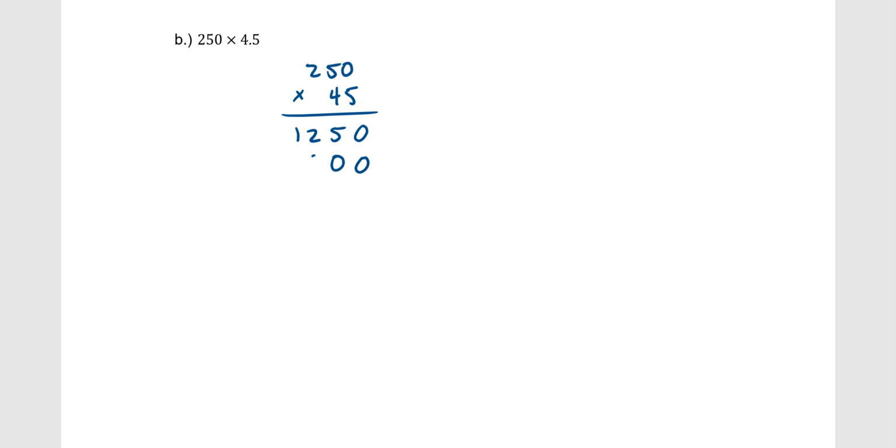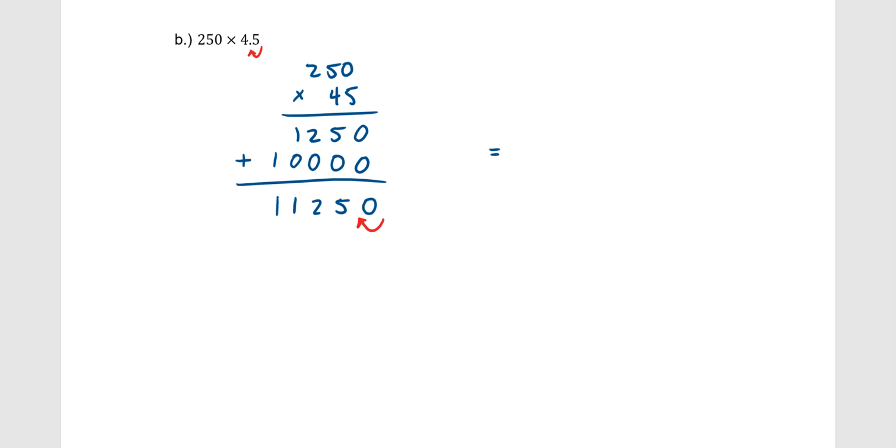So now 4 times 0 is 0. 4 times 5 is 20. We put the 0 here, carry the 2. 4 times 2 is 8, plus the 2 is 10. So we get that big number, and now we add these together, and we get 0 plus 0 is 0, 5 plus 0 is 5, 2, 1, and 1. And we had only 1 decimal point in our original numbers here from the 4.5. So that's going to mean we have 1 decimal point in our answer.